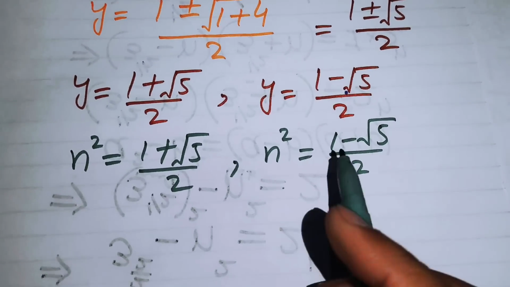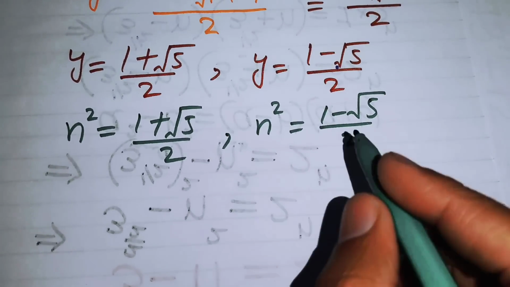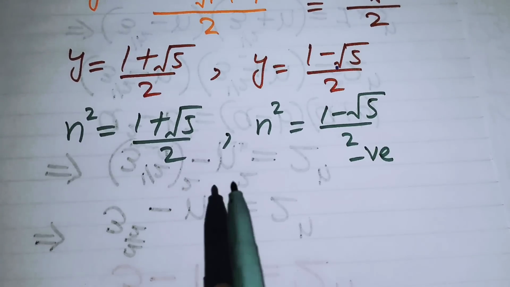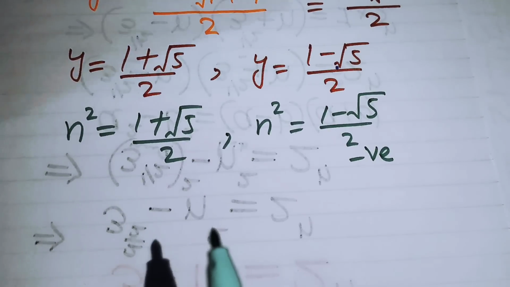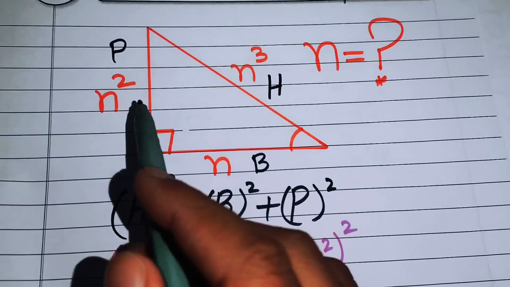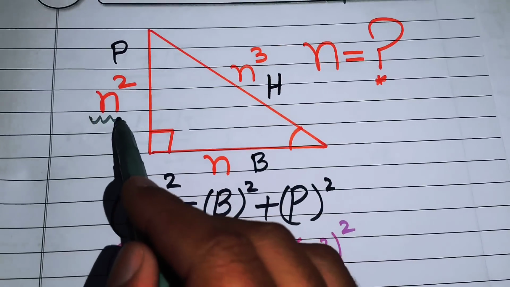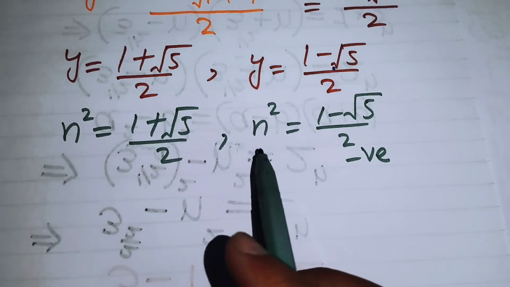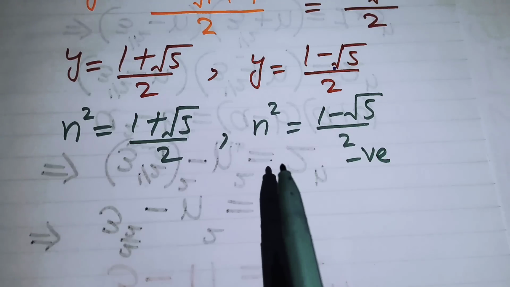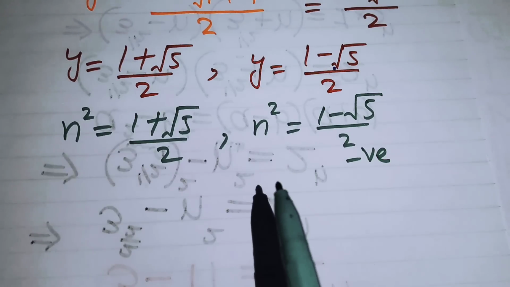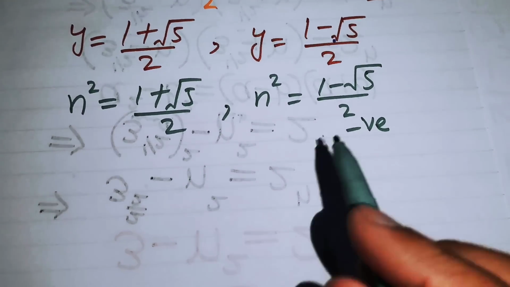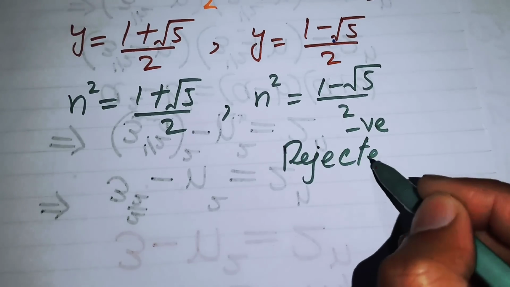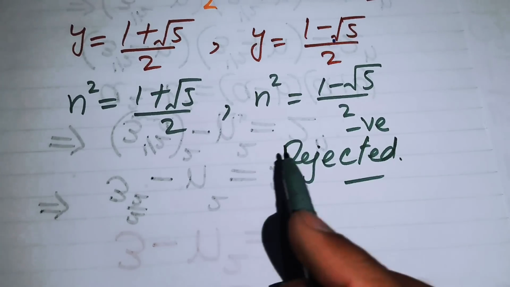So now first I can discuss the second case, and in this case you know that the right hand side will be negative. Our left hand side, n squared, is the perpendicular side of this right triangle, and if this value is negative, you know that any side of a triangle cannot have a negative length, so it cannot be possible, and we reject this case because the side length of a triangle cannot be negative.